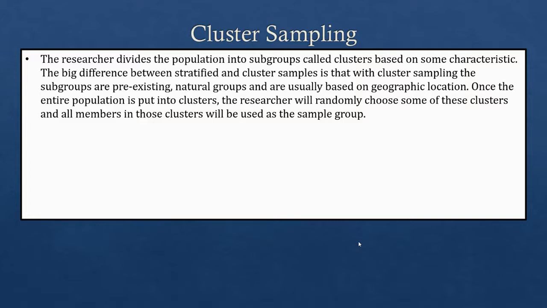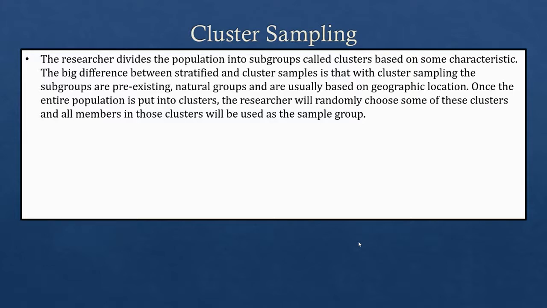But then another big difference is once the entire population is put into those clusters, the researcher will randomly choose entire clusters. So sometimes it would be one whole cluster. If there are 50 subgroups or clusters to start with, then I might randomly choose 3, 4, 5 of all of those clusters to make up my sample. So once a cluster is selected, everybody that was in that subgroup all join together to make up my sample group.